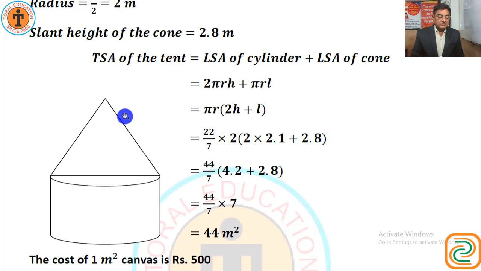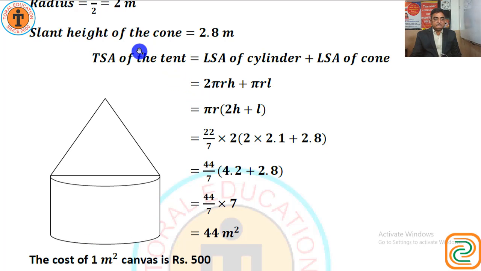And the slant height of the top, that means the slant height of the cone, is 2.8 meter. Find the area of canvas used for making the tent. We should find out the total area of this cone as well as cylinder. Also find the cost of the canvas of the tent at the rate of 500 per meter square. Note that the base of the tent will not be covered with canvas, because the base is empty, there is no canvas at all.